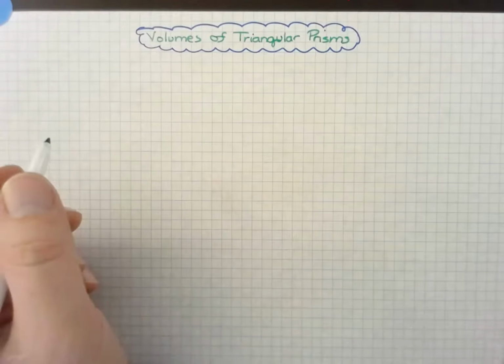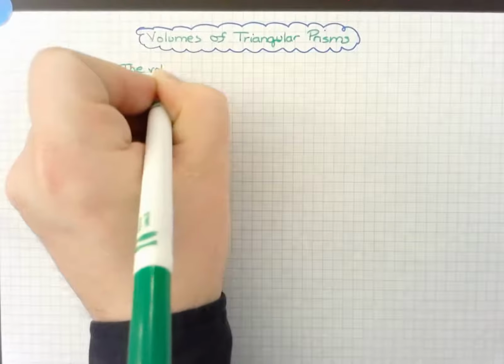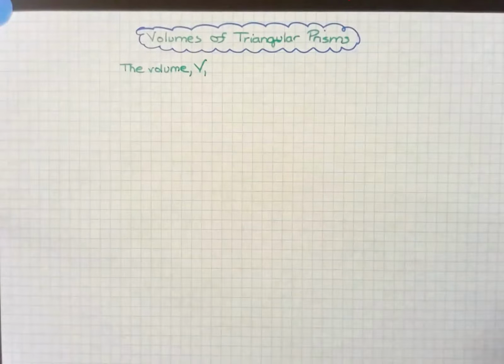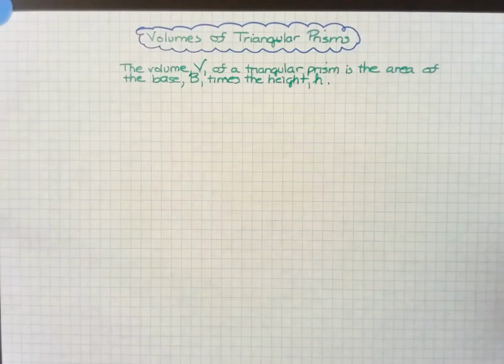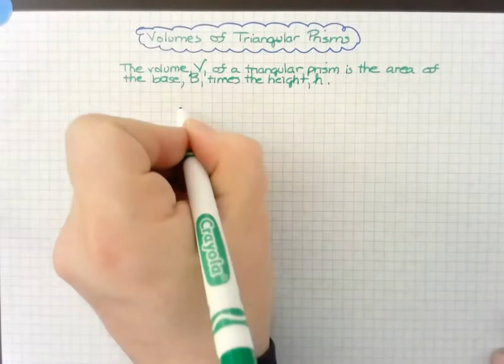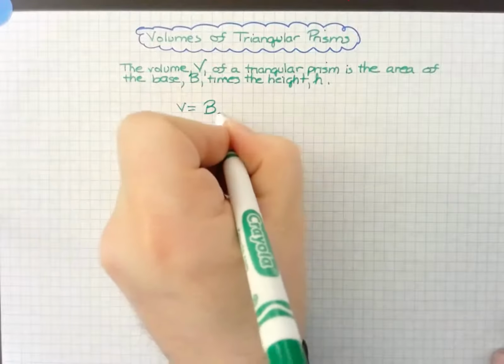Volumes of triangular prisms. The volume, V, of a triangular prism is the area of the base, B, times the height, H. And so we have a volume formula of base times height.